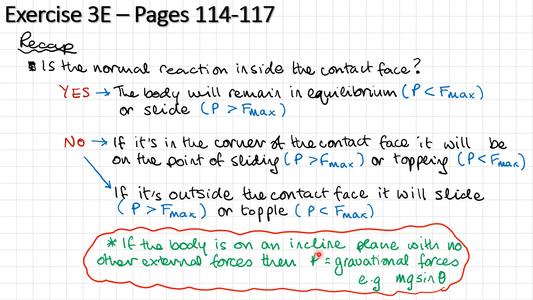And just a little note here that if a body is on an inclined plane with no other external forces, then P, this pulling force, is basically just the gravitational force, e.g. for a body of mass m, the gravitational force would be mg sin theta.